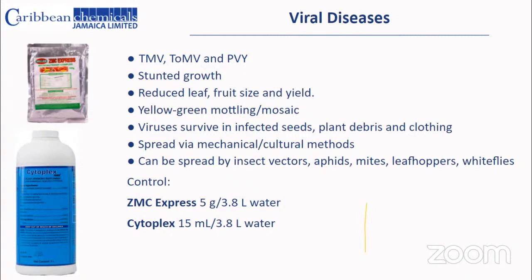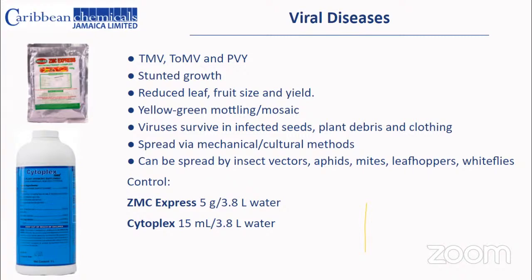We tend to blame them oftentimes, but in fact, a lot of the viruses, particularly the ones that affect tomato production here in Jamaica, which would be tobacco mosaic virus and tomato mosaic virus, are spread via mechanical and cultural methods. So we're talking about you, the farmer, going through when you're pruning, when you're reaping, when you're walking, when you're scouting your field. These are the methods by which this particular virus is spread.